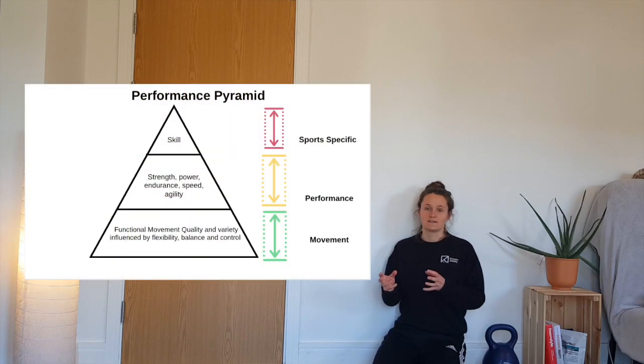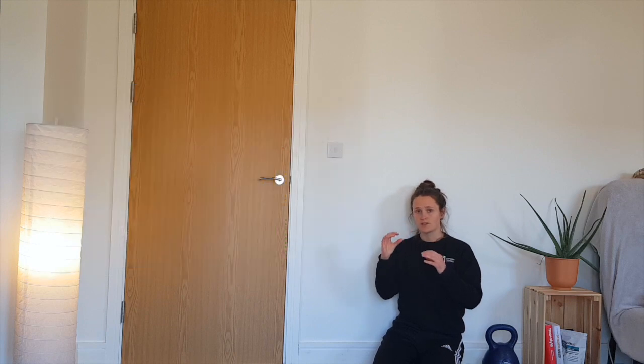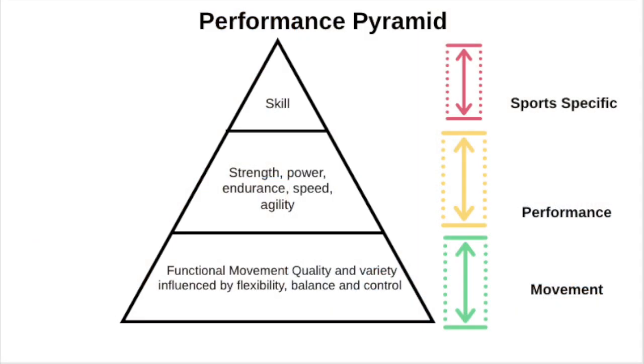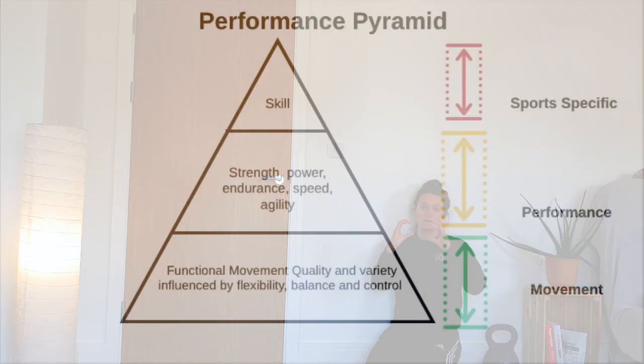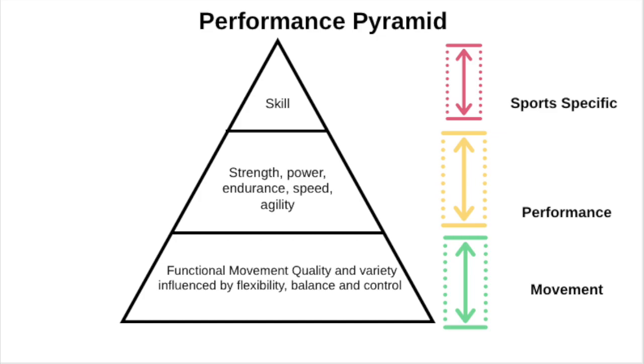And that brings me on to the performance pyramid. It is a bottoms-up approach, so you've got the movement quality on the bottom, your performance components in the middle, and finally your skill and sport-specific skills on the top. So again, have you got those fundamental movement patterns: squat, hinge, push, pull, aerobic, anaerobic capacity? That is the bottom, okay? Can you do an unweighted squat well?